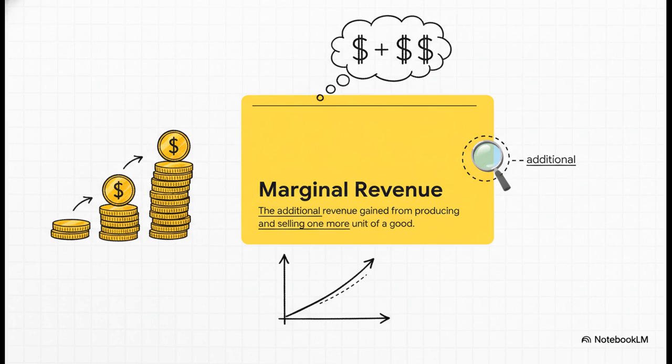The formal definition right from our textbook is incredibly precise, and every single word here matters. It is the additional revenue you gain from producing and selling one more unit of a good. The key words that you absolutely have to lock into your brain are additional and one more. We are not talking about the average price of your product or the average revenue per unit. No, we are isolating the specific revenue generated by that single next item.